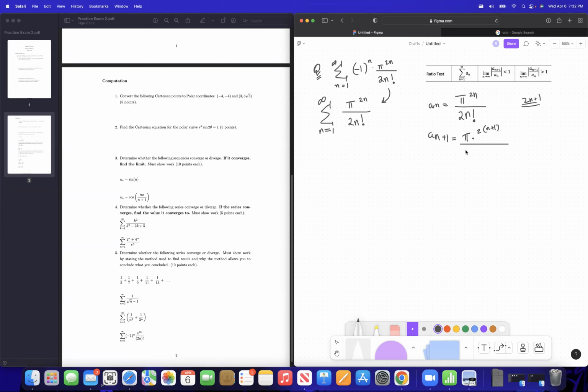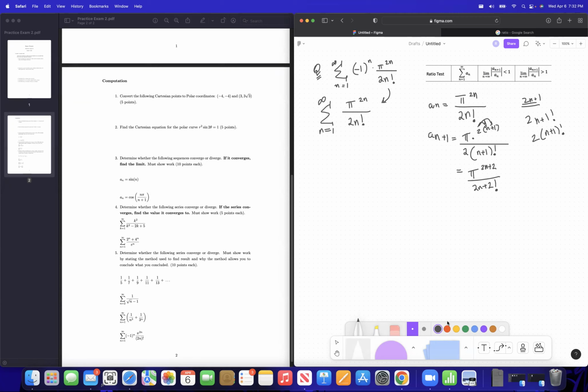And the same thing goes here, right? So we'll have 2 times n plus 1 factorial. So it's not 2n plus 1 factorial. It's 2 times n plus 1 factorial, right? And we can simplify our a of n plus 1 here. So we have pi, and we're distributing this like this. We're saying pi to the 2n plus 2 over 2n plus 2 factorial.